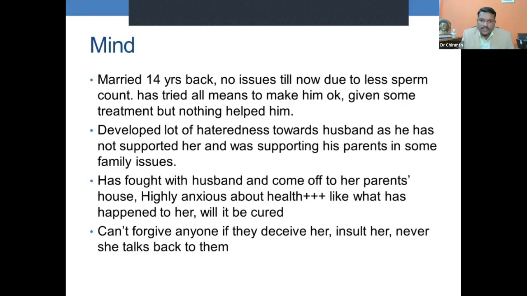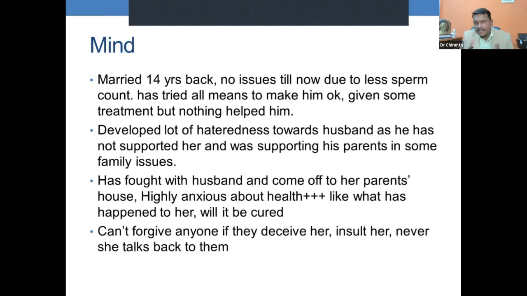The main thing I found from observation was she was highly anxious about health. That was 3+ grading which I've given. Like what has happened to her, all these eruptions are seen, and what will be her fate now. And when she had all these confrontations with the husband, she had severe hatred. If some of you have repertories on your mobile or laptop, you can take out the symptoms and start repertorizing simultaneously, and let me know the outcome from your side.